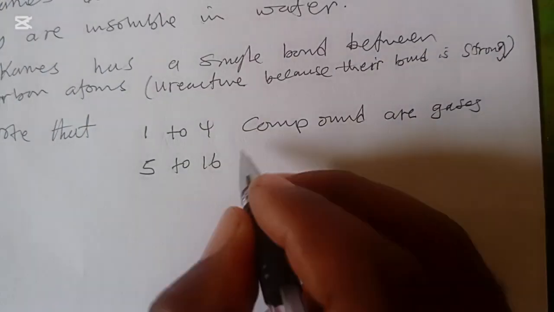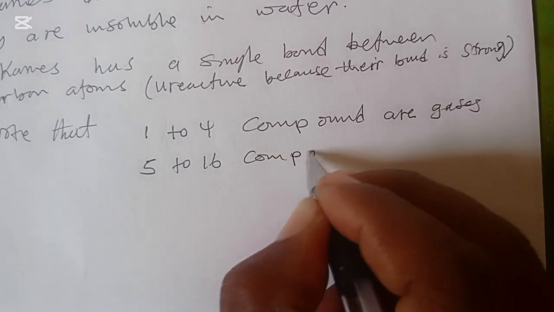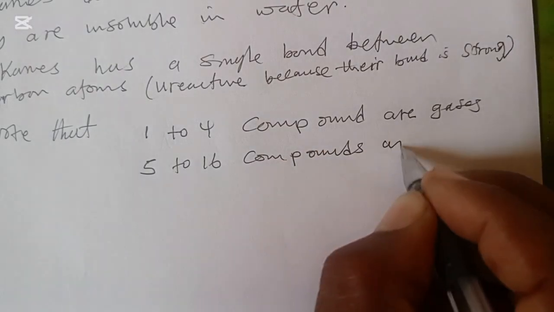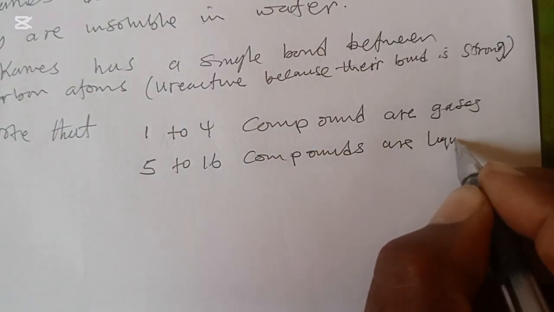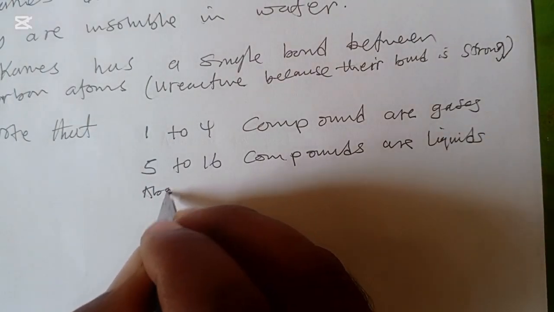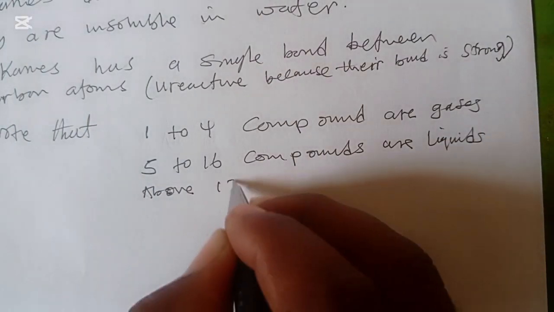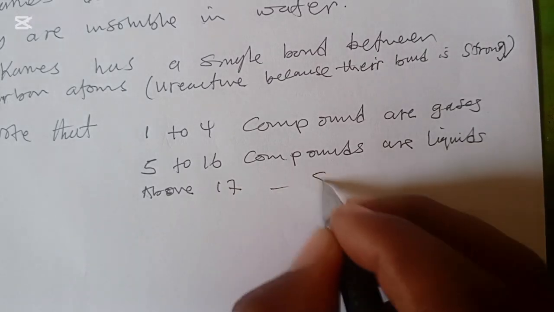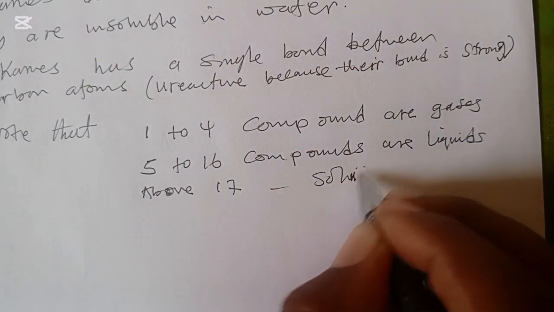So 5 to 16 compounds are liquids. So above 17, they are solids.